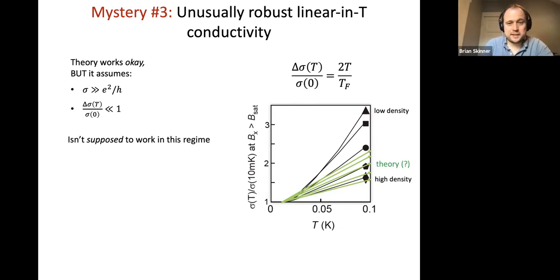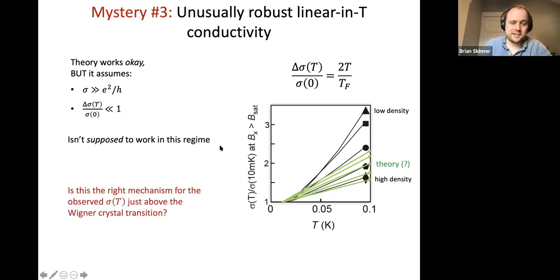The other thing that's being assumed by the theory is that the change in conductivity is small. This is supposed to be a small correction to the conductivity as a function of temperature. And you're seeing that, in fact, we're seeing a linear change over a factor of 2, factor of 3. So it's not at all clear that this theory should work in the regime we're seeing it. So I think it should be considered an open question whether this pronounced linear in T conductivity that we're seeing near the Wigner crystal transition, but on the Fermi liquid side, can be considered an instance of this Zala, Narozhny, Aleiner theory or not. I think it's not obvious that it should be.